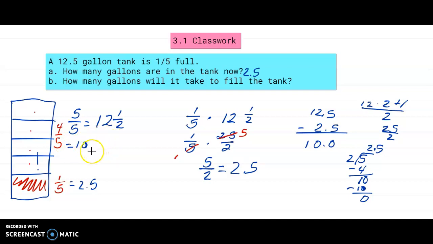So this 4/5 is equal to 10 gallons. Okay, that's one way I could have solved it. I could have found out how many gallons were in the tank and then subtracted that from the total amount of gallons that the tank can hold. The other way I could have done it was I could have just found how many gallons this was to begin with. So instead of multiplying 1/5 times 12.5, I could have multiplied 4/5 by 12.5. I could have asked myself, what is 4/5 of 12.5?